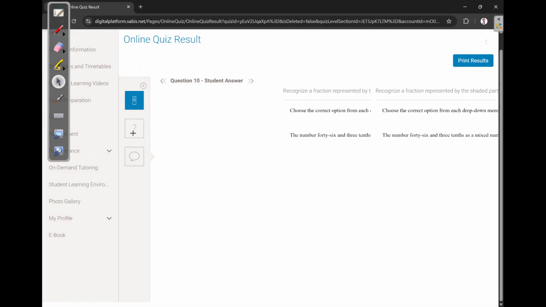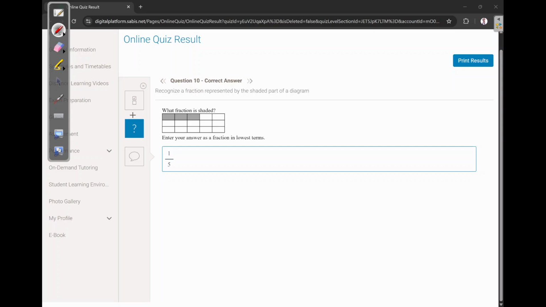Question 10. Enter your fraction as a fraction in its lowest terms. What fraction is shaded? 3, 6, 9, 12, 15. Now we know it's 15 over 3. We can simplify it by 3. Divide by 3 equals 1 over 5.